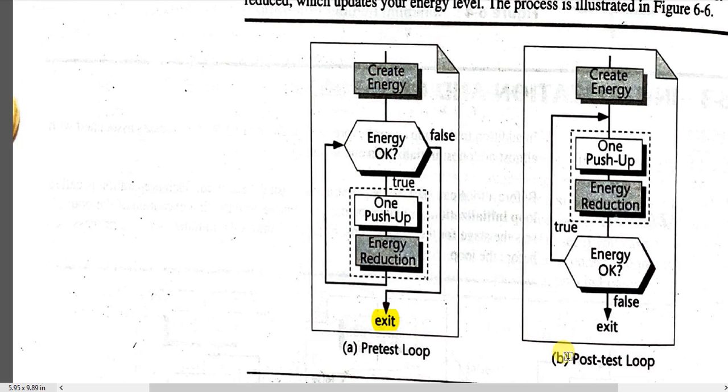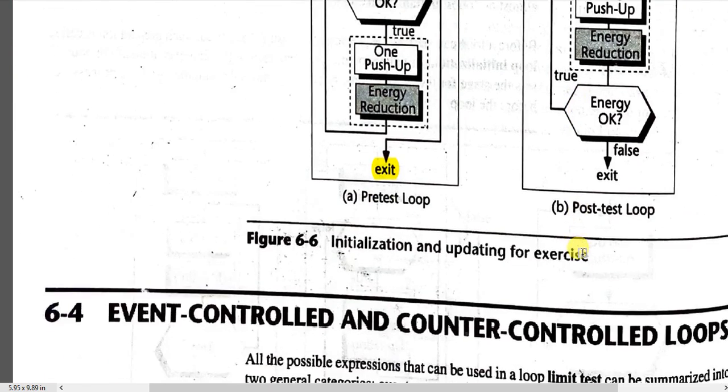Okay, so in case of post-test, again you have a variable energy. Whether you are initializing it yourself or taking the value from the user, you give the value to the variable energy, and you enter the loop body. So this is the basic difference between pre-test and post-test. You enter the loop body, you perform the push-up, you are not checking whether the energy is okay or not. You perform the push-up, the energy is reduced, and then you check for the first time whether the energy is okay or not. So this is the case of post-test.